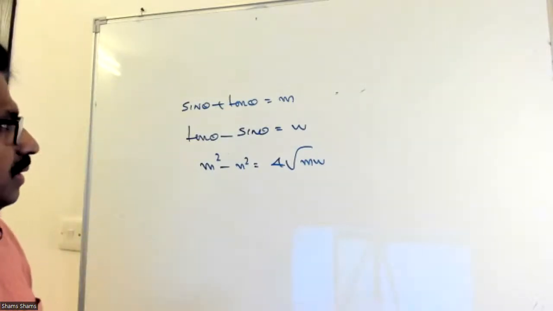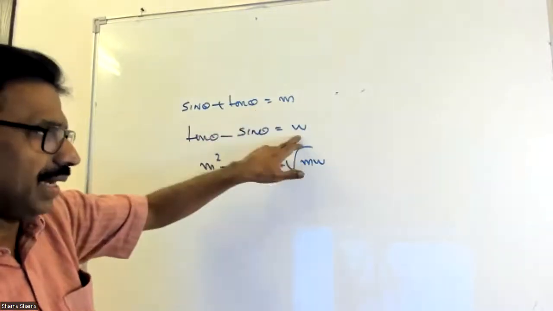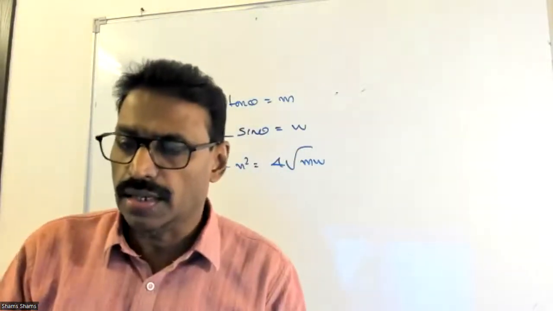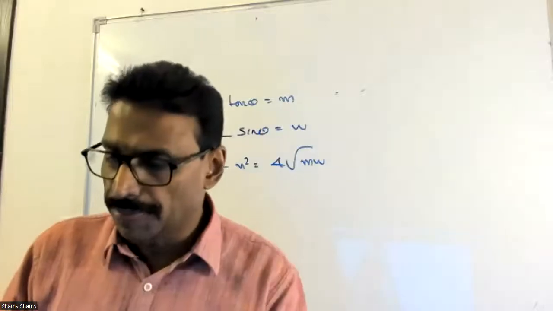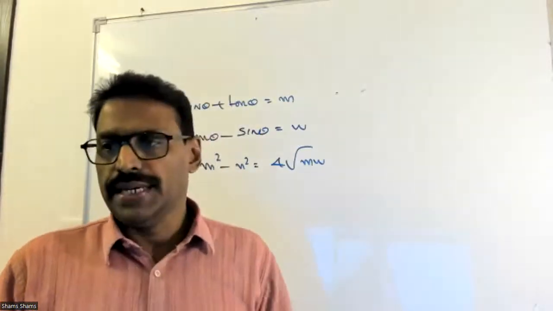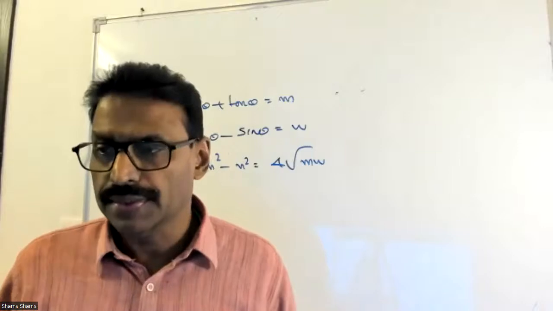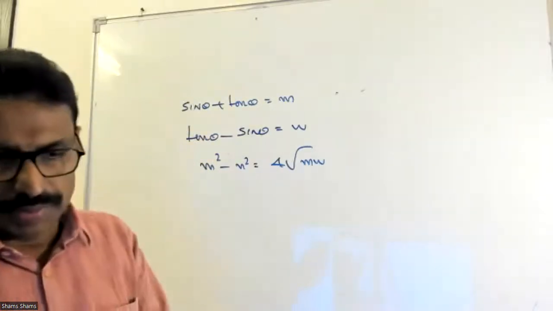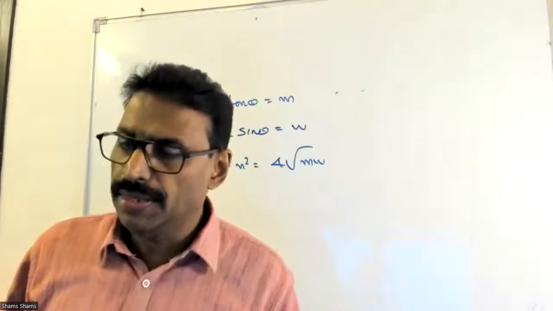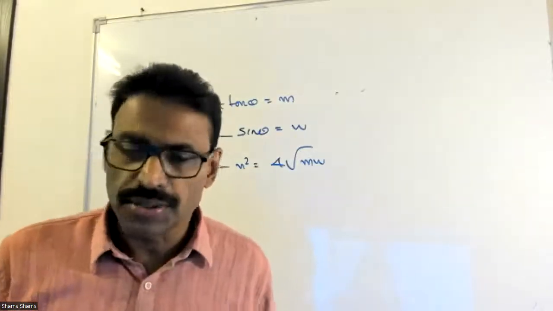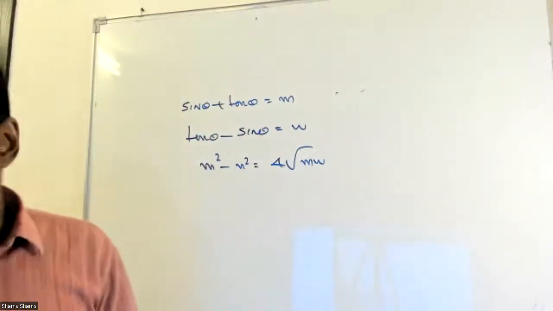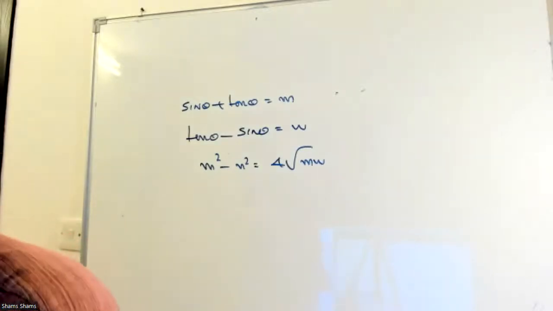I'll give a hint. You have m, you have n. You find out m square separately, n square separately, then subtract, and you'll get something. Keep it there. Then you find mn, then multiply by 4, and you'll get the RHS equal to LHS. Plan understood or not?